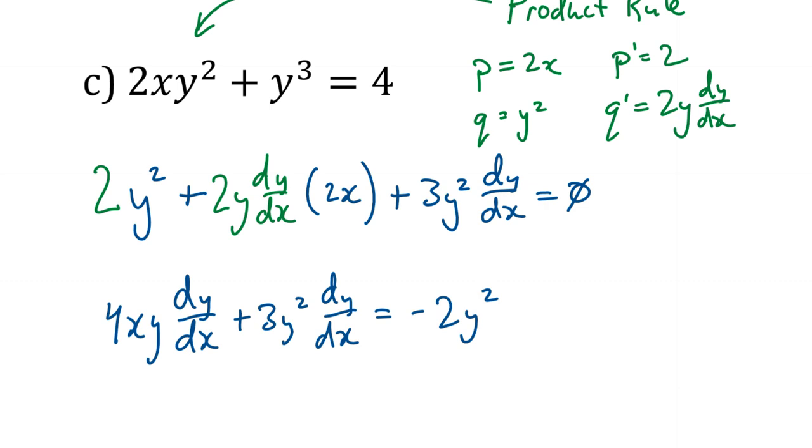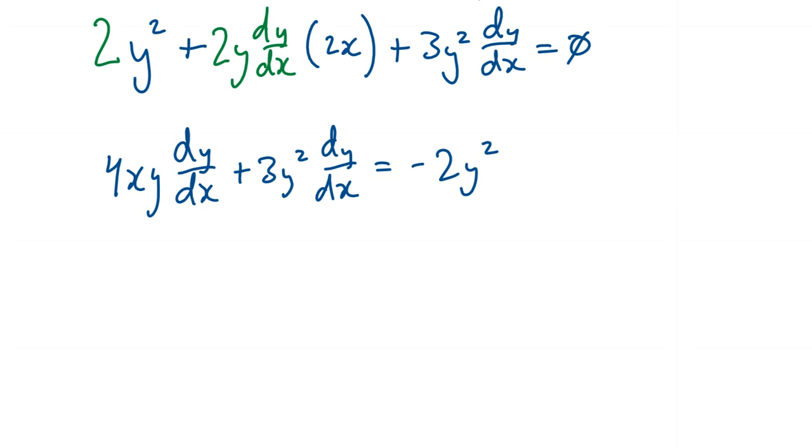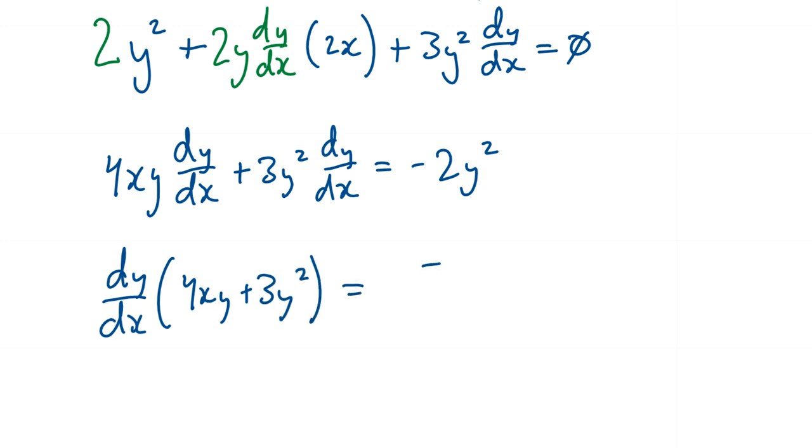What do you think we do now? Matthew? Yeah, dy by dx is a thing. It's not just notation. It's a thing that we can manipulate. So we can factor out. In fact, dy by dx can have a value. It might equal 5. And you could sub in for it. We'll see that later on. So dy by dx, 4xy plus 3y squared.